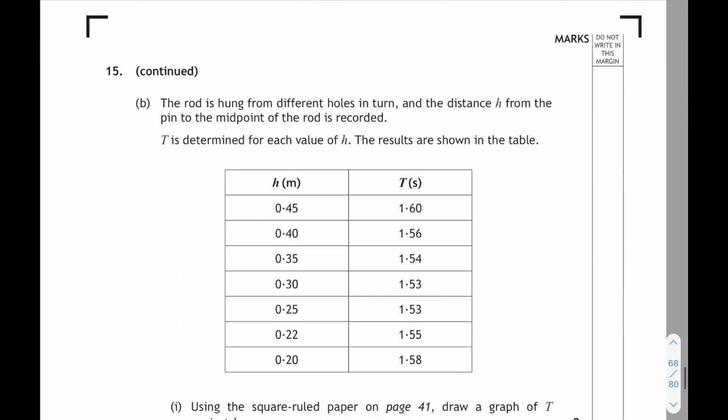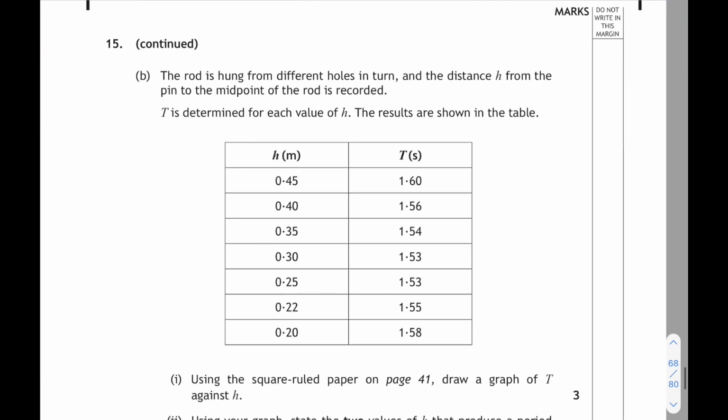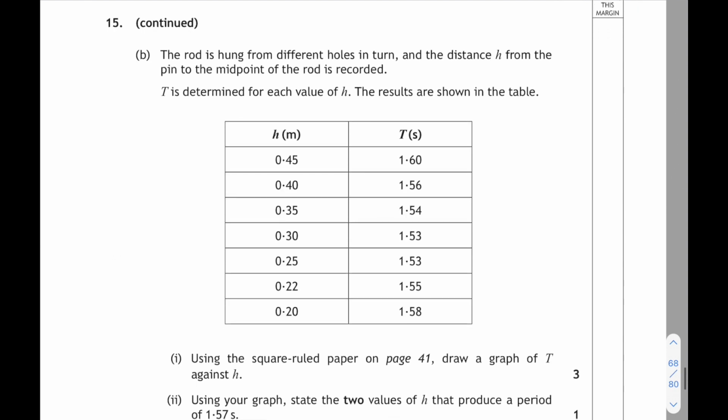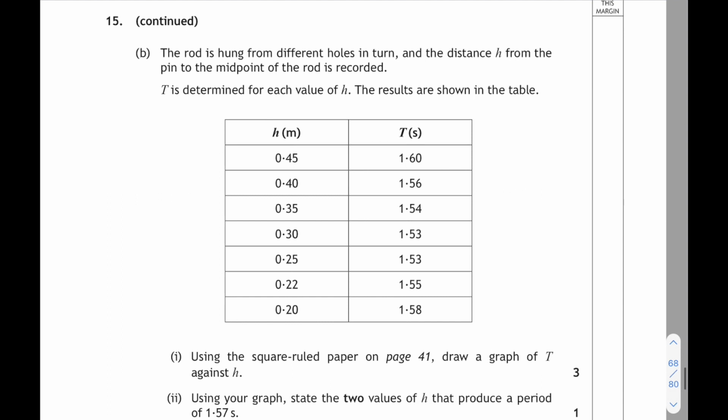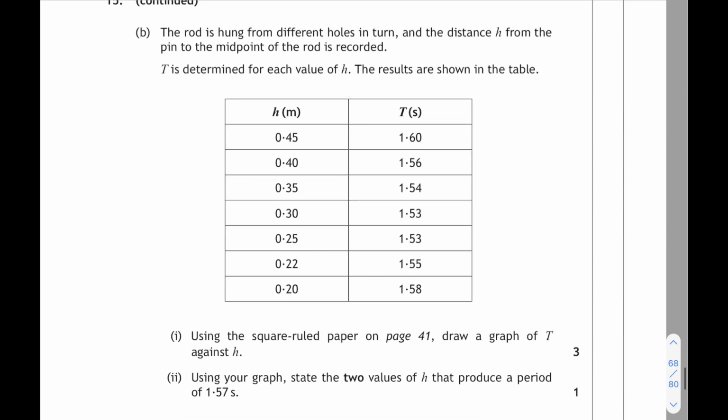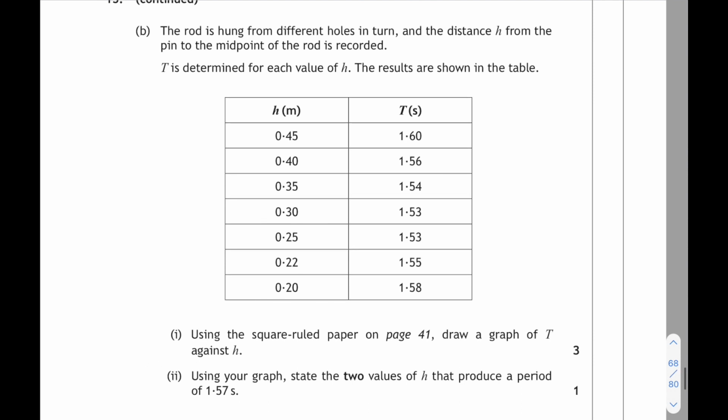15b. The rod is hung from different holes in turn, and the distance h from the pin to the midpoint of the rod is recorded, and t is determined for each value of h, and the results are shown in the table. Part 1, we have to use the square ruled paper on page 41, draw a graph of t against h. Now, even if you don't know what's going on here, all we're being asked to do is draw a graph of t against h.